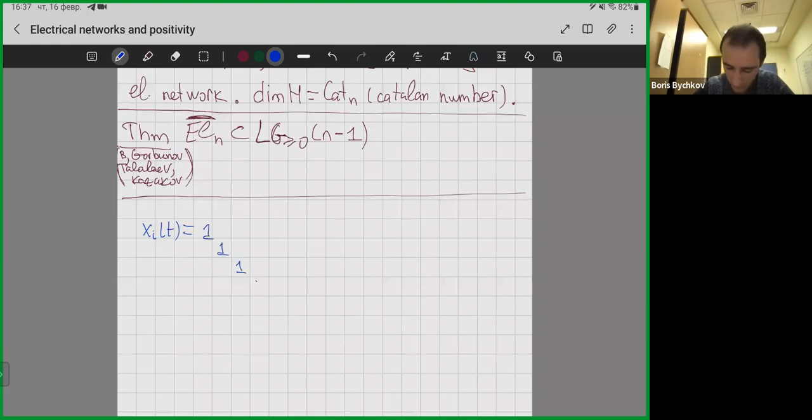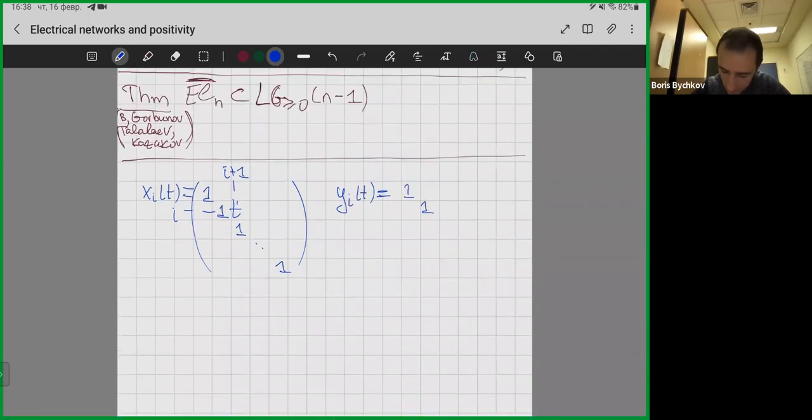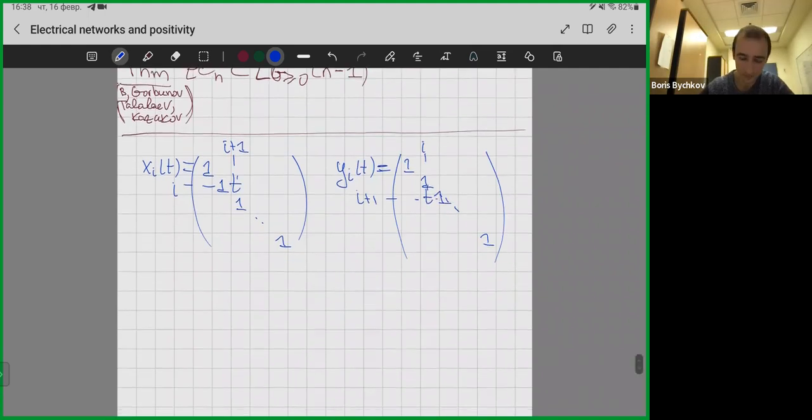We have t above the diagonal in the place i, i+1, and the second matrix, we have t below the diagonal in the place i+1, i. Let U_i be the product of these two, y_{i-1}(t).